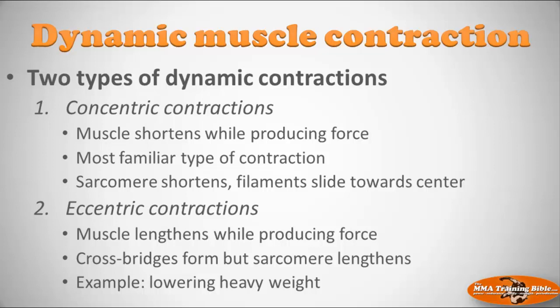So let's talk about the eccentric contraction. An eccentric contraction is also when your muscle is generating force, but your muscle is lengthening. So if you could picture those microscopic structures, the cross bridge, the sarcomere, it's all getting longer. An example, maybe you're lowering heavy weight.